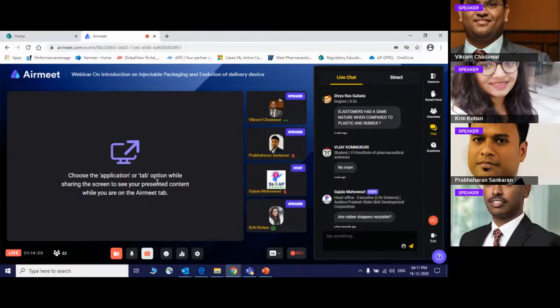Yeah, we got one more question here. Are rubber stoppers recyclable? No, no. It's one-time use. We can't reuse it because it is already in touch with your drug product. So once it is in touch with your drug product, we can't use that rubber stopper again.